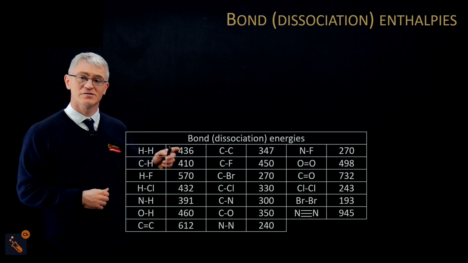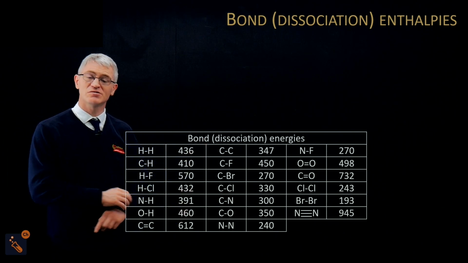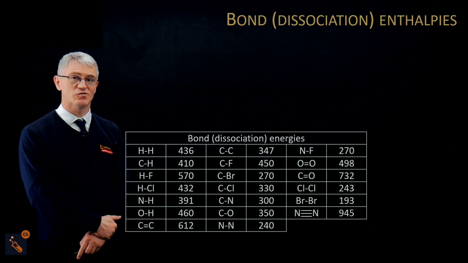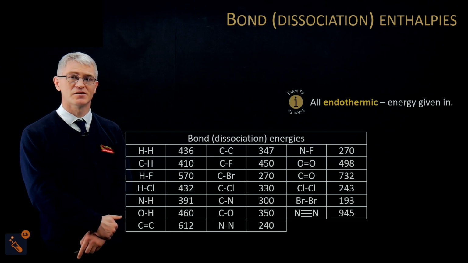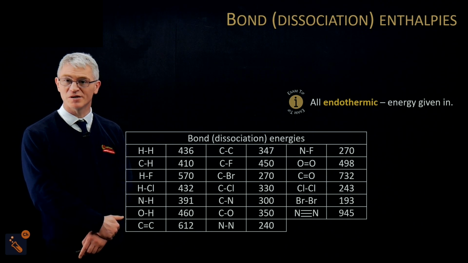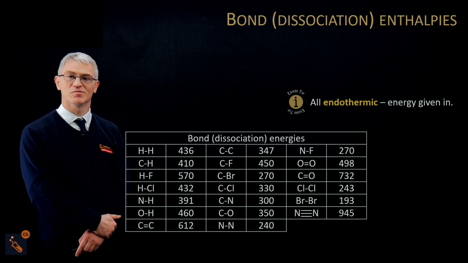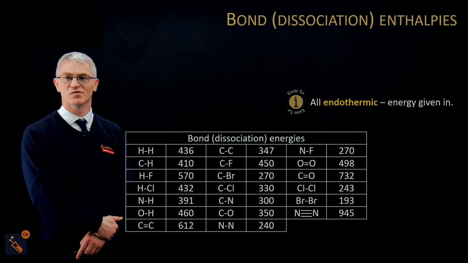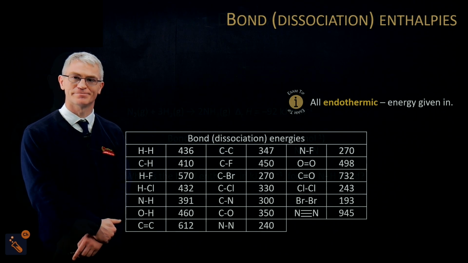Okay? So you just get tables like this, and you can use those tables to answer questions. But remember, the most important thing is that it's all endothermic. So basically a bond energy or bond enthalpy is always going to be given in an endothermic way, so in a breaking the bonds type manner.